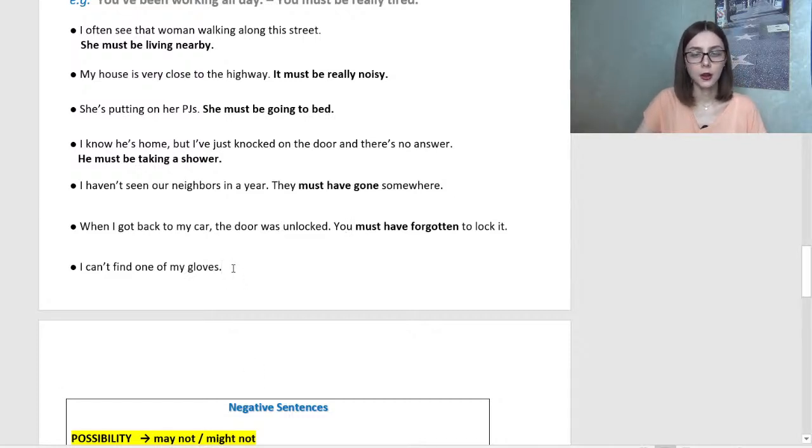I can't find one of my gloves. So gloves, if you don't know, you put on your hands. So I can't find one of my gloves. So what must have happened? What do you think?